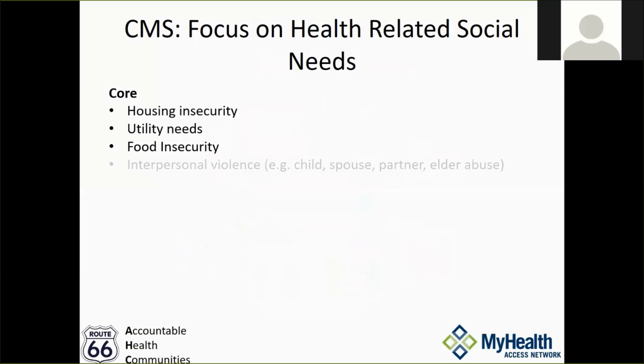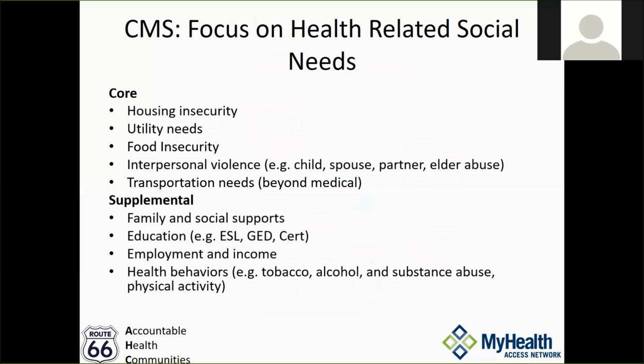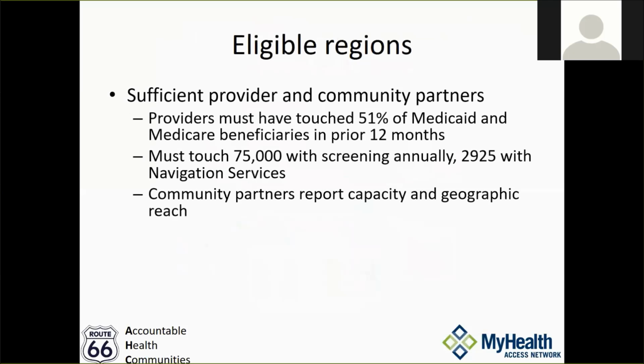So this focus is on, as I said, these 5 core areas. There's the option of working in supplemental areas around these other issues, as well as any others we might come up with. So it's a pretty open-ended model from that perspective. But I've got to say, just getting these 5 initial core areas covered is going to be a challenge.